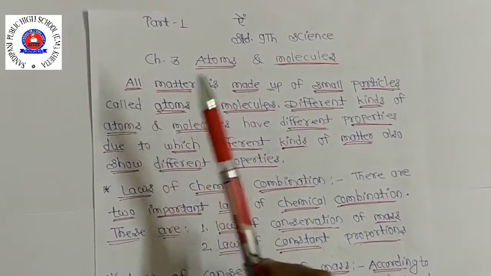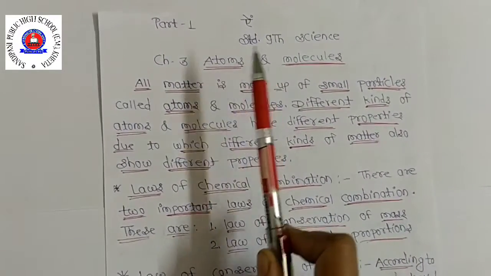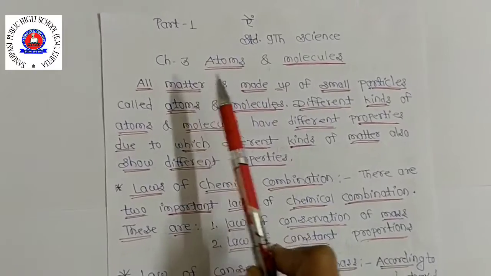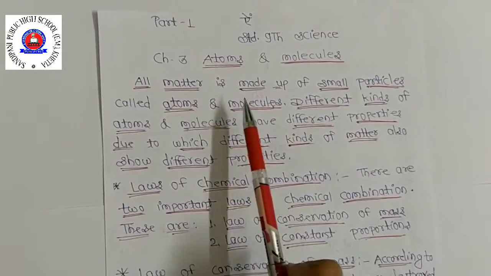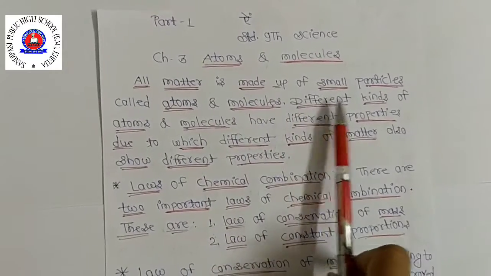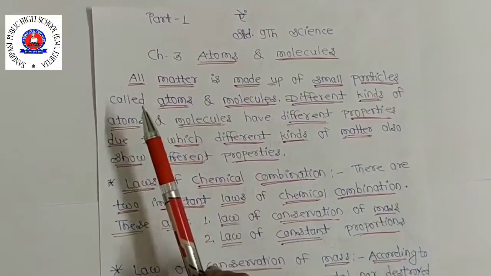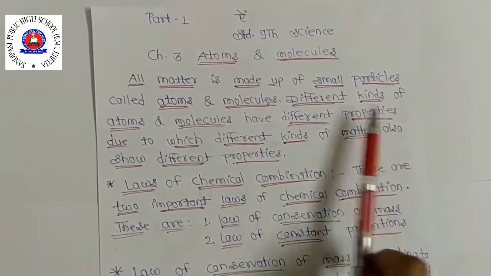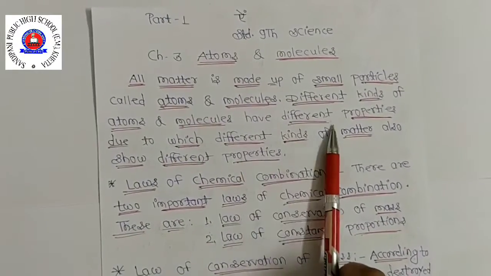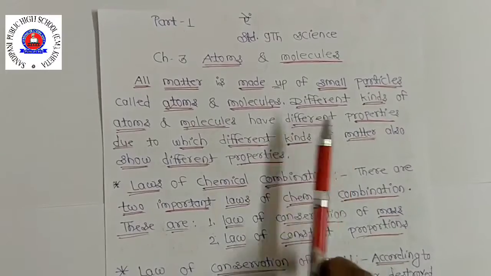Okay, all the matter that exists, what is matter? You know very well that anything that has weight and occupies space is called matter. So whatever matter there is, it is made up of small particles called atoms and molecules. And different kinds of atoms and molecules have different properties. Means when atoms and molecules are different in any matter, their properties are also different, due to which different kinds of matter also show different properties. That is why all matter is not the same.